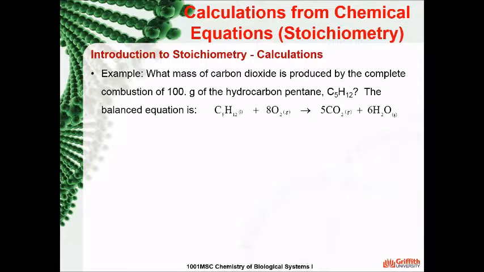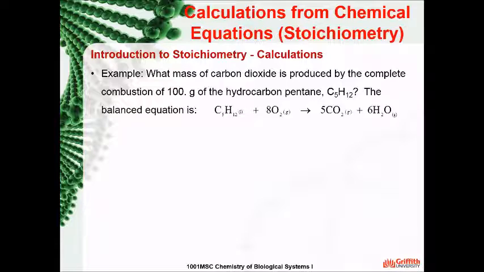What mass of carbon dioxide is produced by the complete combustion of 100 grams of a hydrocarbon pentane, which is C5H12? The balanced equation is C5H12 plus 8O2 gives 5CO2 plus 6H2O.